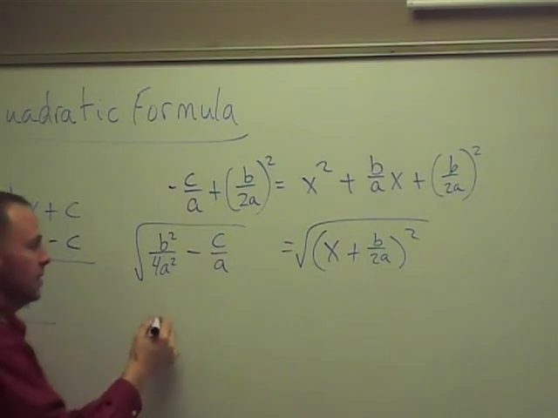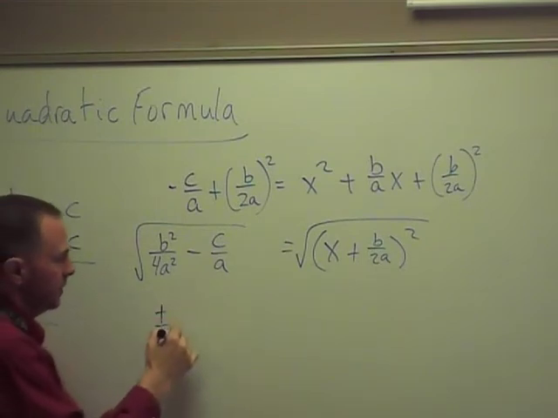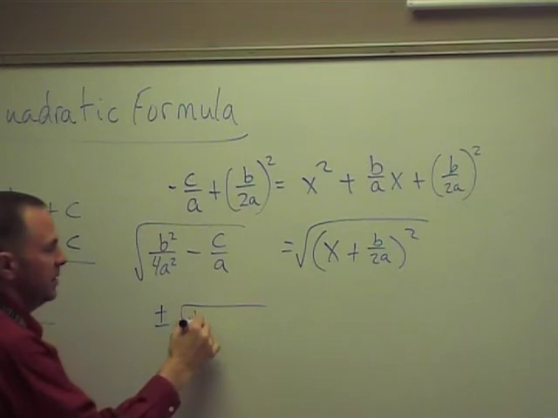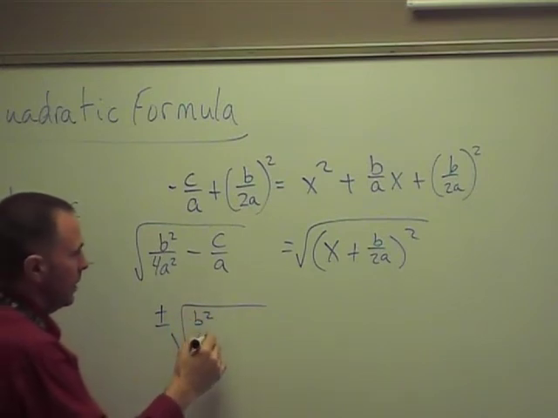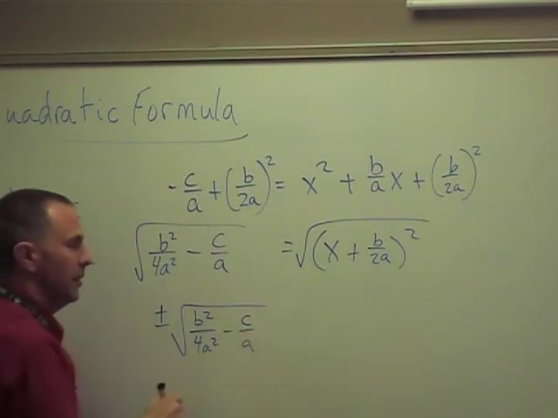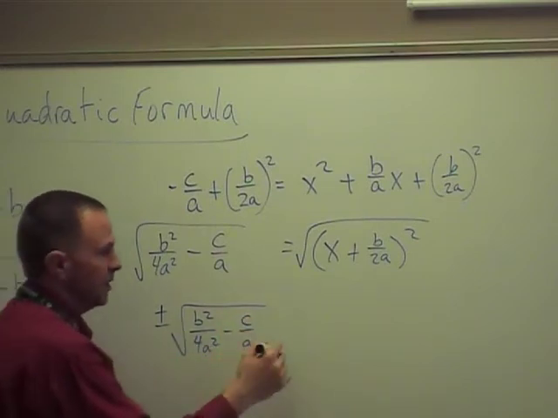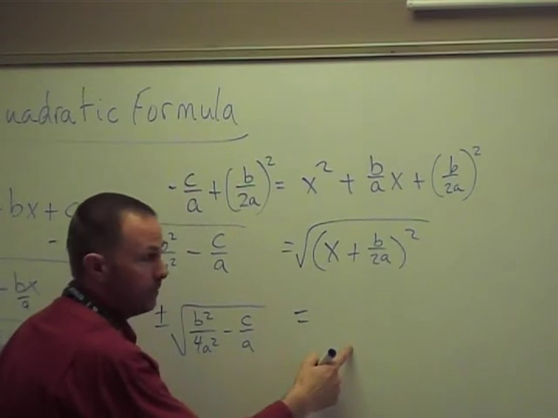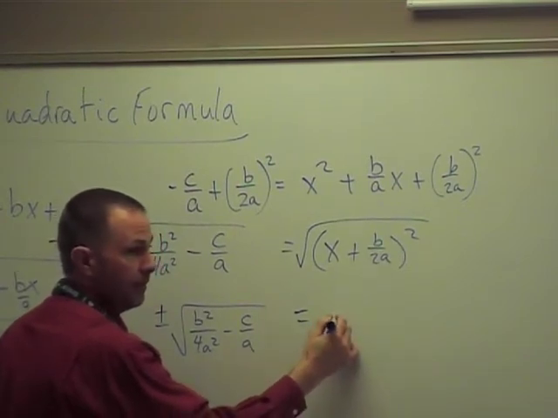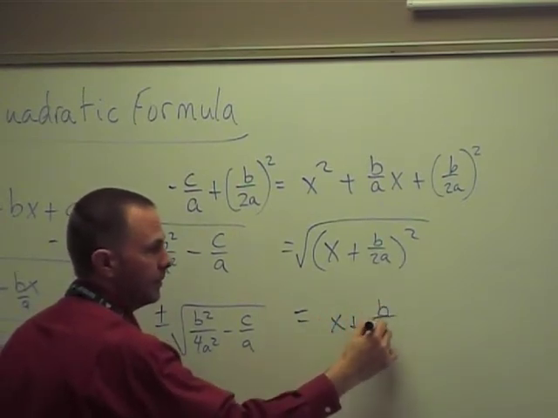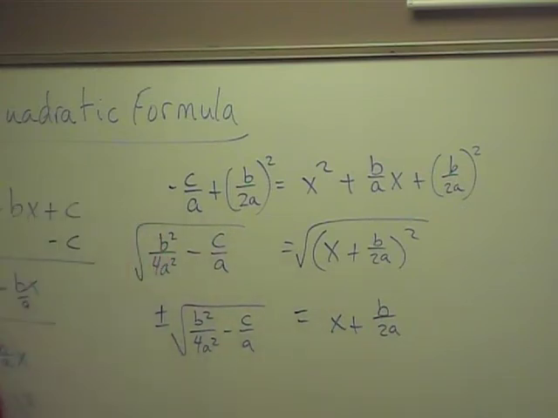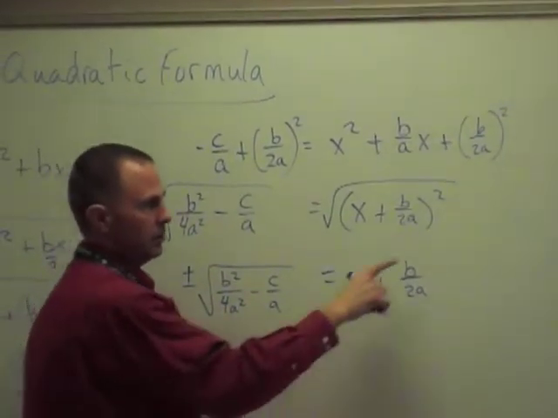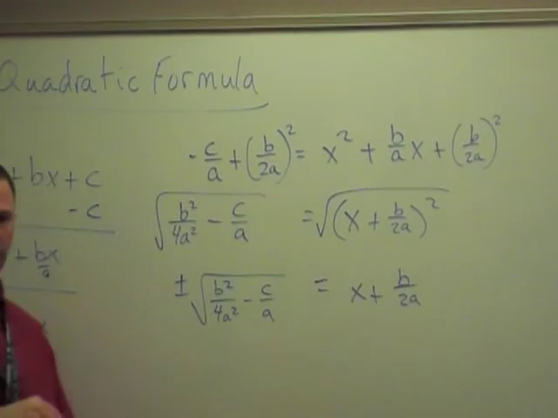Two answers? So we get plus or minus. This is going to be plus or minus the square root of b squared over 4a squared minus c over a. Now, we're going to mess with this here in a second. What do I have over here? x plus b over 2a. Why is it 2a? The square root only gets rid of the square.